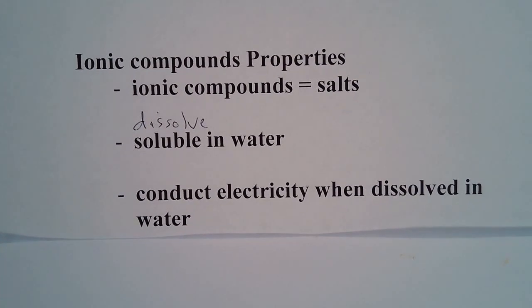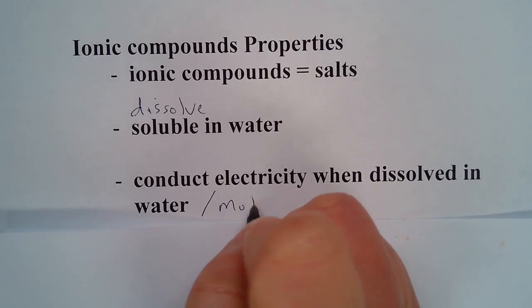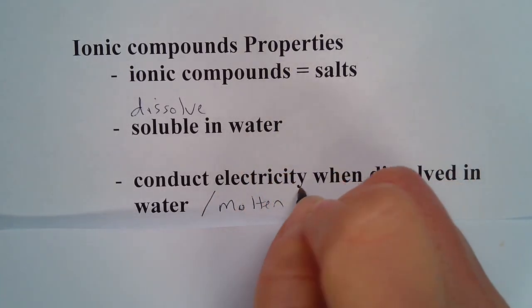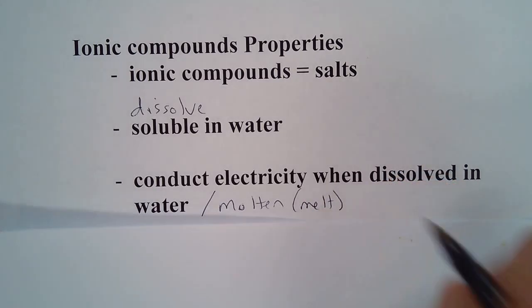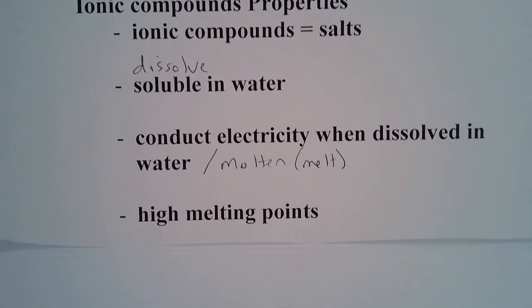All ionic compounds conduct electricity when dissolved in water, or another way you could call it is molten. All molten means is that it is partially melted, so it has some movement to it. So it's a little less than a solid, but it's definitely not a pure liquid. So you might hear a term called molten. Ionic compounds, if you melt them a little bit, they will conduct. They will conduct, but they will not conduct in solid form.